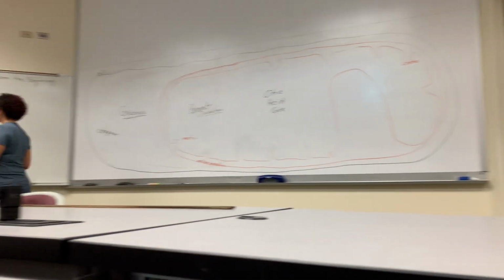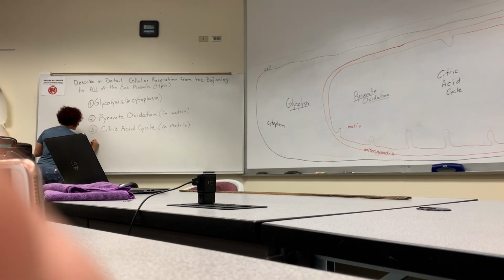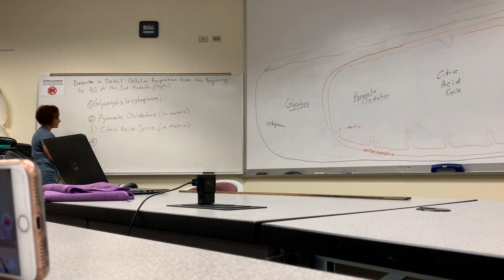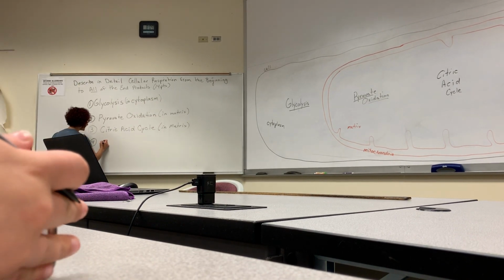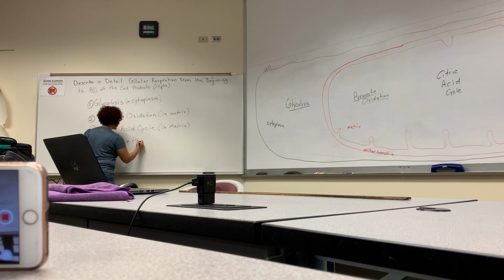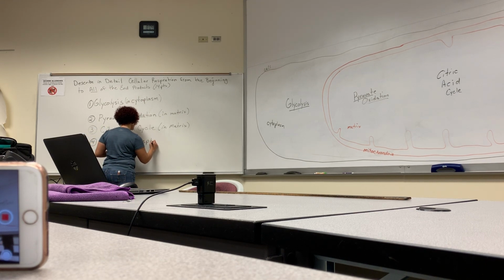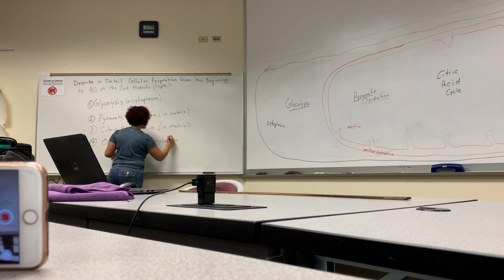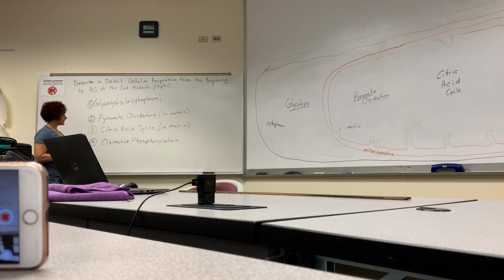And then you have number 4. Fourth part is called oxidative phosphorylation. Oxidative phosphorylation. An oxidative phosphorylation is going to be split up into 2 parts. First part is called the electron transport chain.